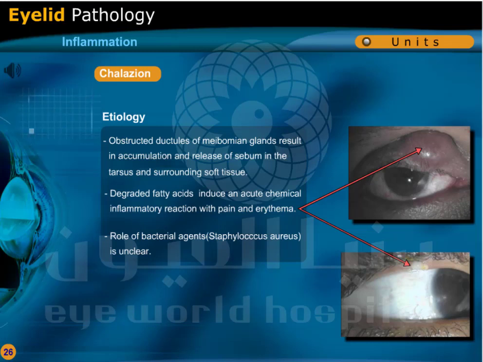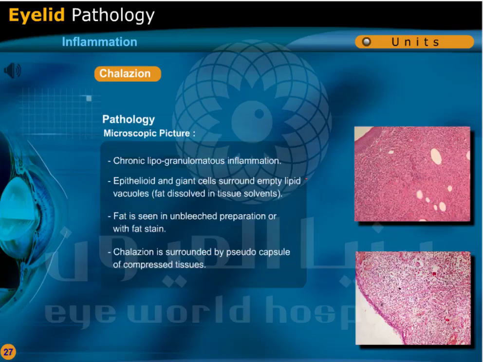Degraded fatty acids induce an acute chemical inflammatory reaction with pain and erythema. The role of bacterial agents, Staphylococcus aureus, is still unclear. Microscopically, there is chronic lipogranulomatous inflammation, where epithelioid and giant cells surround empty lipid vacuoles, as fat dissolves in tissue solvents. Fat is seen in unbleached preparation or with fat stain.